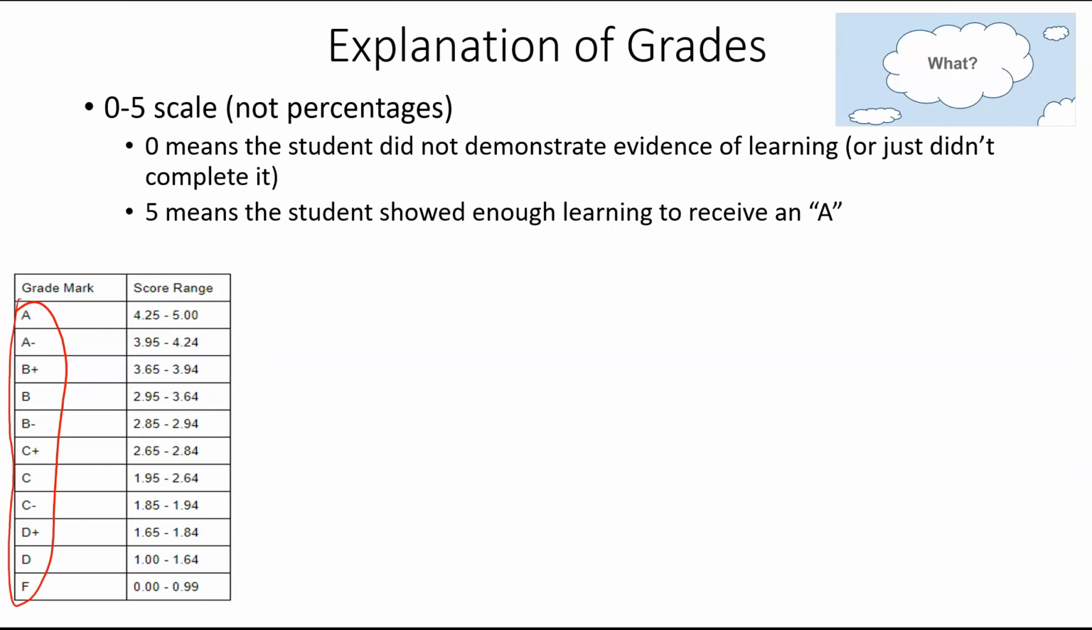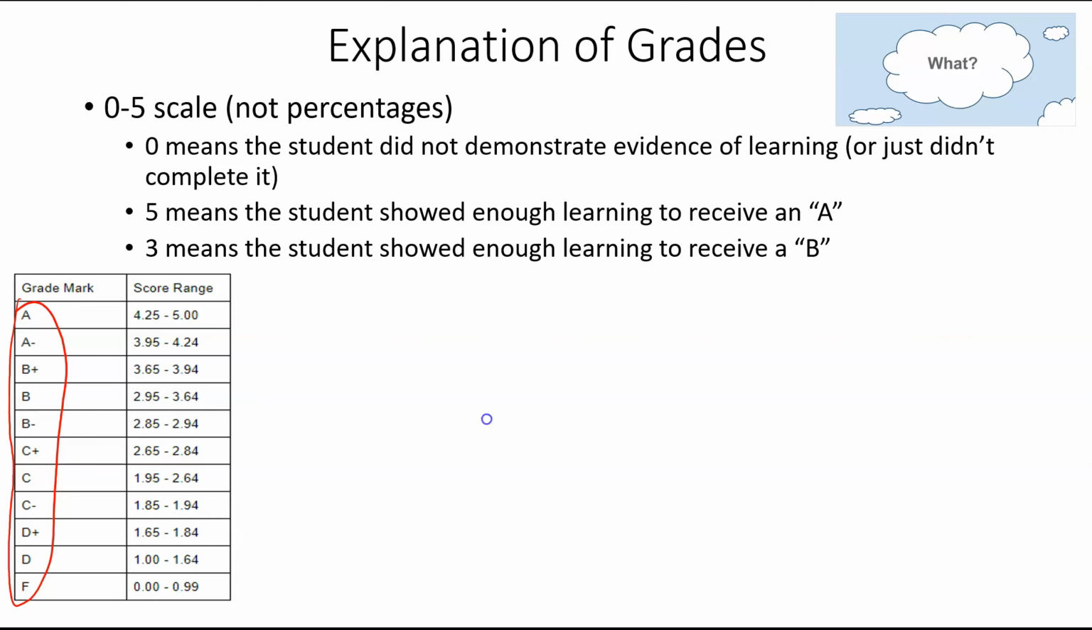Likewise, if a student earns a 5, it does not mean that they got a perfect paper necessarily or scored 100% or did everything perfectly. What it means is they mastered whatever standard we were assessing at a very high level, such a high level that we feel that student has earned an A on that assignment. And a 3 simply means that students showed enough learning to receive a B.